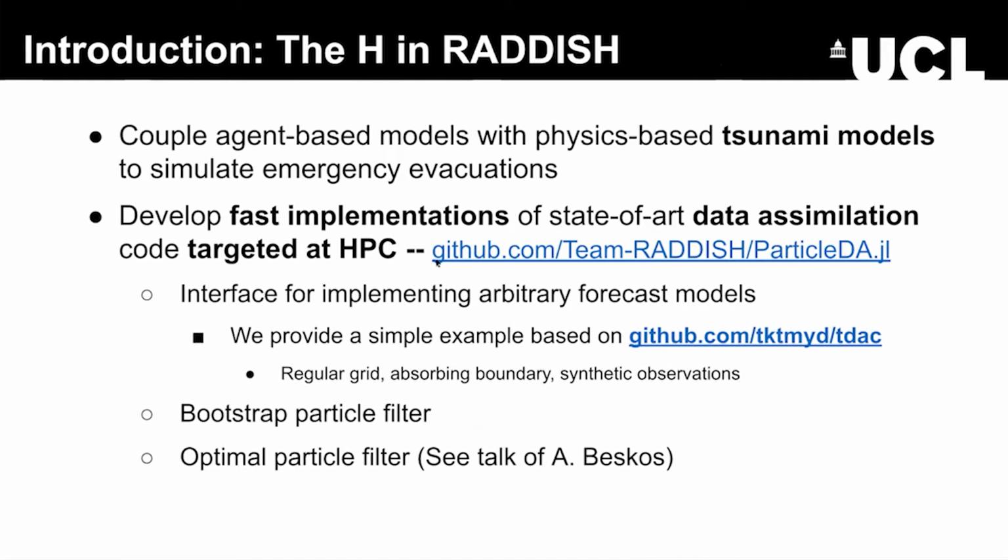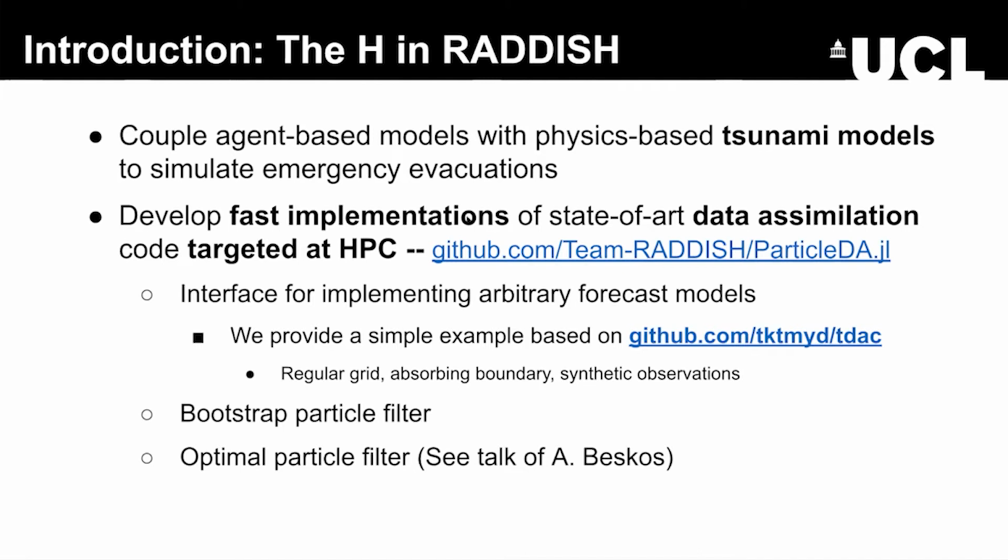Right, so the H part of RADDISH is on HPC, and the goals of the project were to couple agent-based models with physics-based tsunami models and develop fast implementations of state-of-the-art data assimilation code targeted at HPC. Here I've highlighted the parts that are of most interest to myself and this talk: implementations of particle filters that are fast and can run on HPC systems. What do those look like?